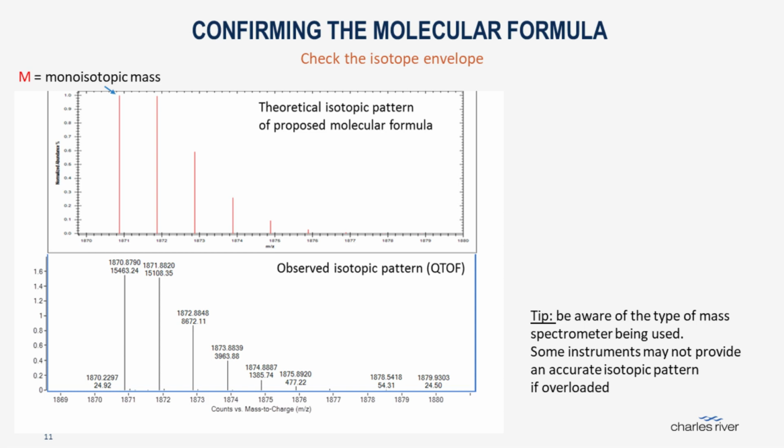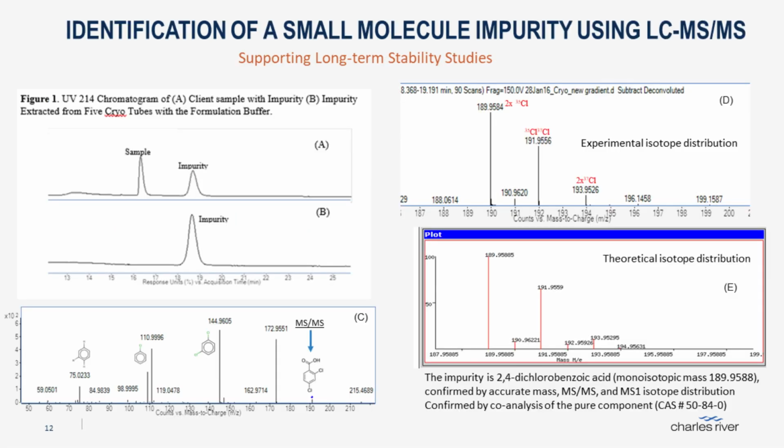One other point mentioned on the right-hand side is that different mass spectrometers may vary in their ability to provide this observed pattern on the bottom. For example, certain ion traps, if they get overloaded with too many ions, can distort that pattern. So I just want you to keep that in mind in terms of which instrument is being used.